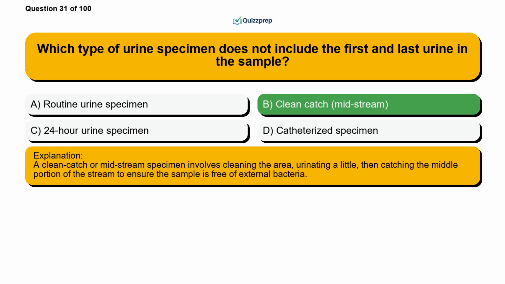A clean catch or midstream specimen involves cleaning the area, urinating a little, then catching the middle portion of the stream to ensure the sample is free of external bacteria.